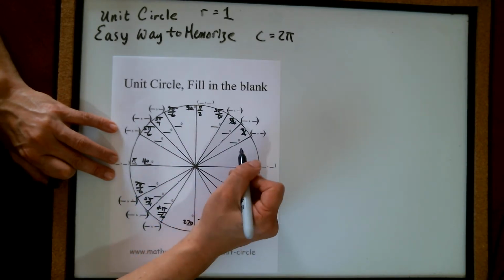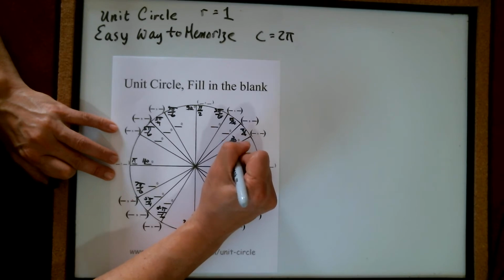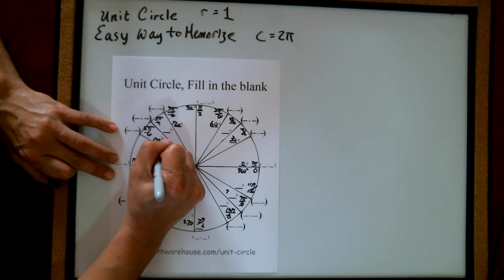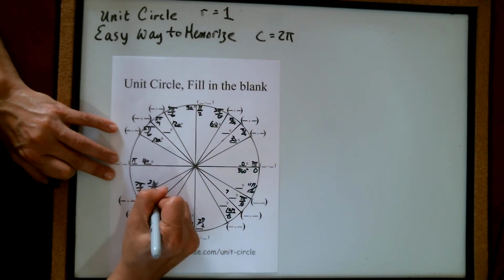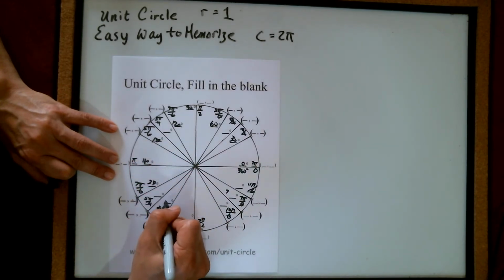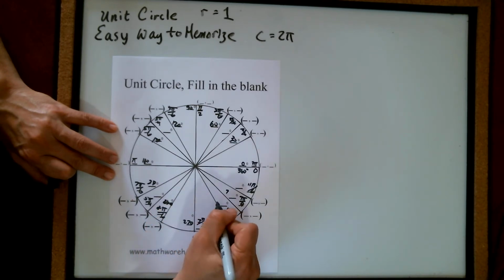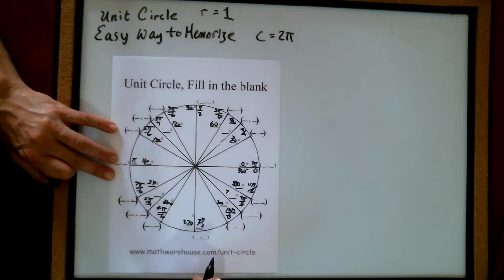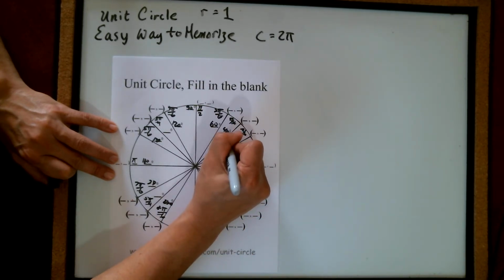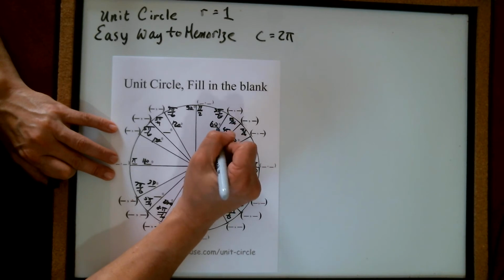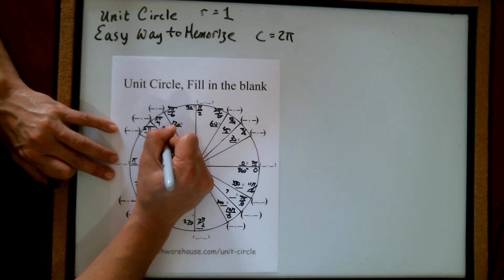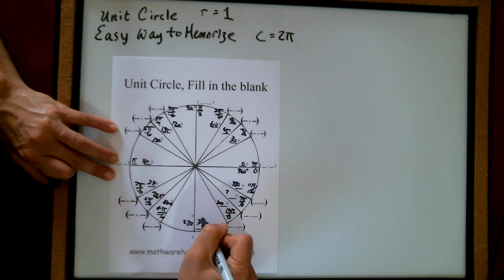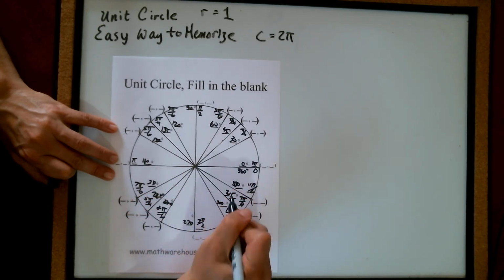2 pi. And degrees, it's going to be 30, 60, 90, 120, 150, 180, 210. It's a multiple of 30. 240, 270, 300, and 330 degrees. Of course, the next is 360. For the other set, that's 45. 2 times 45 is 90. 3 times 45 is 135, 180, 225, 270, 315, and 360.